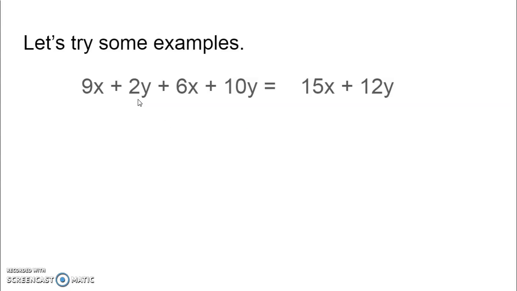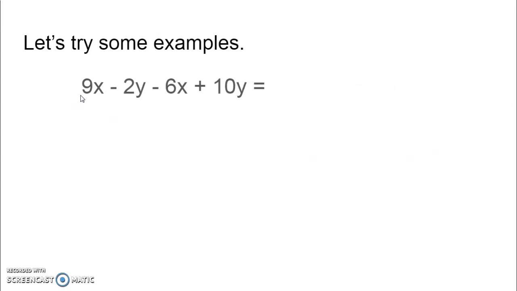And then we combined the 2y and the 10y, getting 12y. Okay. How about this one? This time I have some subtraction in here. So think about this as if somebody ate the apples and bananas. It's like that. So I've got 9x minus 2y minus 6x plus 10y. By the way, you can also think about this as a negative 2y and a negative 6x. More about that later, but I just wanted to give you that little tidbit.